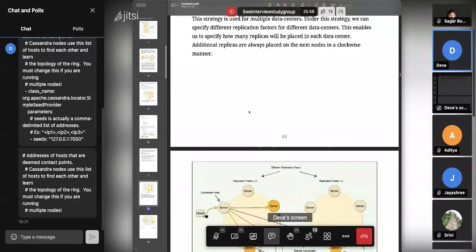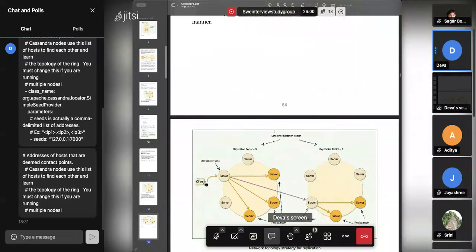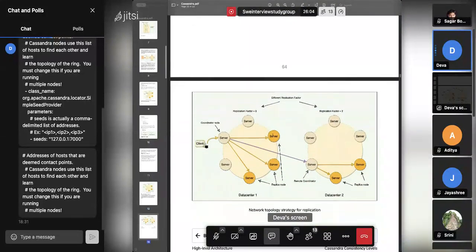Okay. So I think my understanding is, let's quickly walk through this one. So this is a replication factor. I thought we would set the replication factor at the key space level. So let's say this is data center one. Here the replication factor is 3, and in a different data center we can put the replication factor as 2.